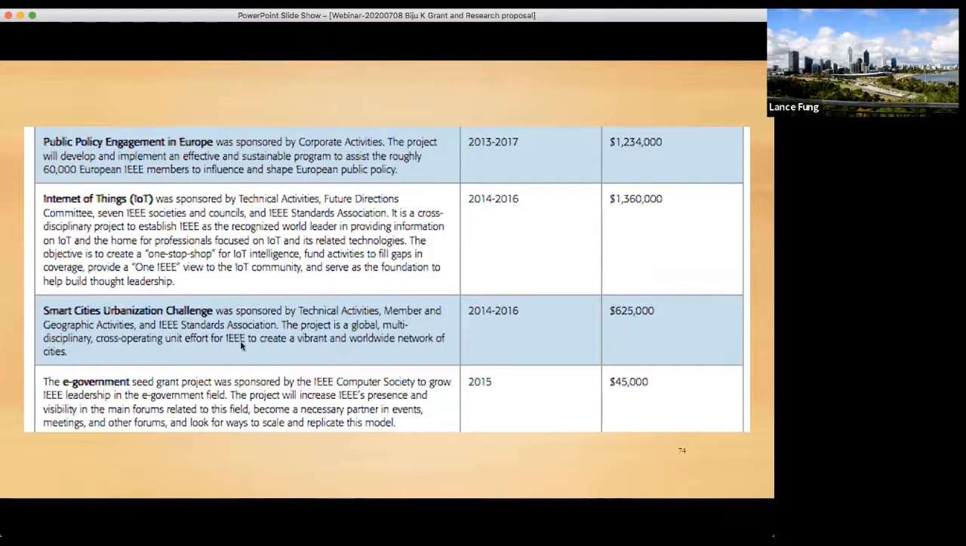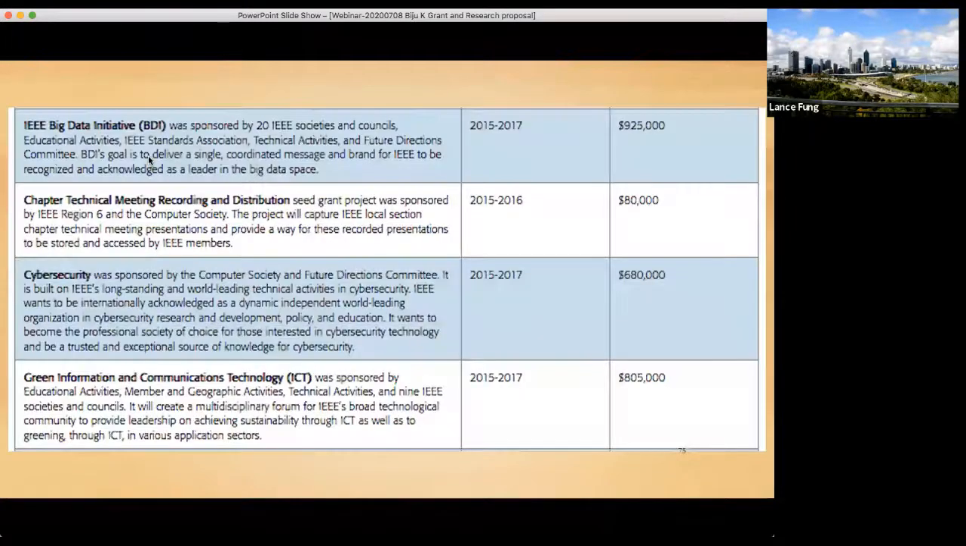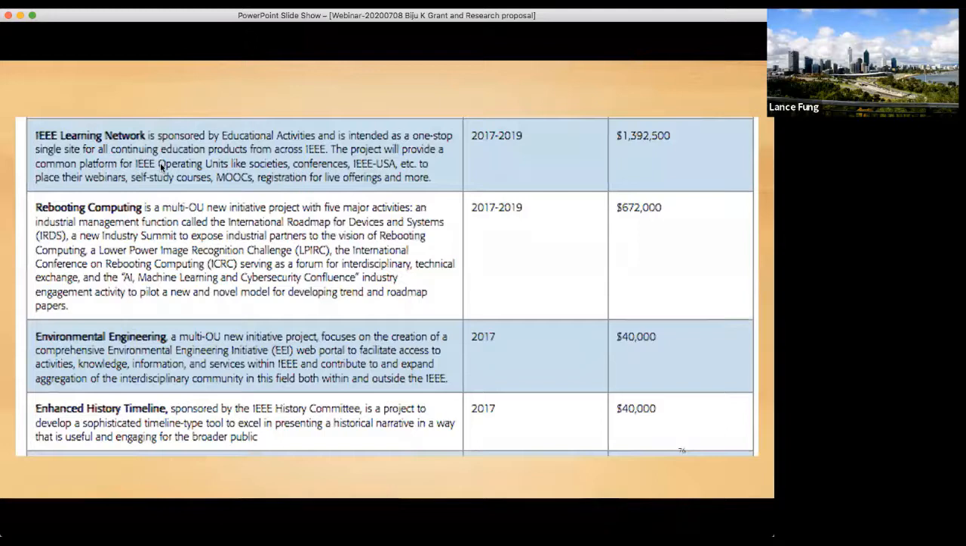We funded 1.36 million. Smart cities, e-government, big data, again another hot topic now, we funded close to $1 million on that. Cybersecurity, another one, close to $700,000. ICT green technologies, 800,000. ION, this is the one I mentioned. This is expected to be one of the flagship programs from IEEE. It's a consolidation of all the training programs across IEEE. Rebooting computing, environmental engineering. This one is only a part to support the other bigger project. And enhancement, history, timeline, etc.